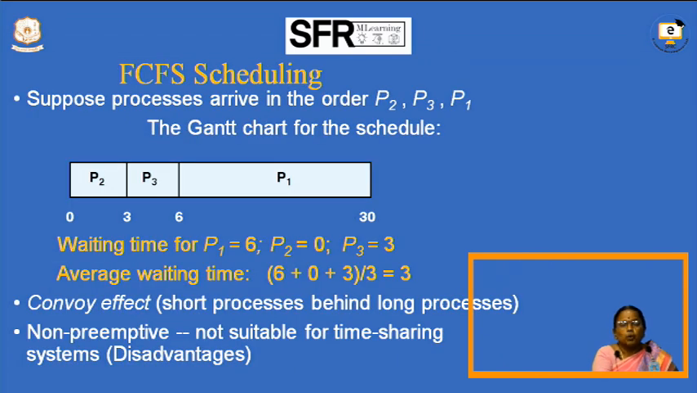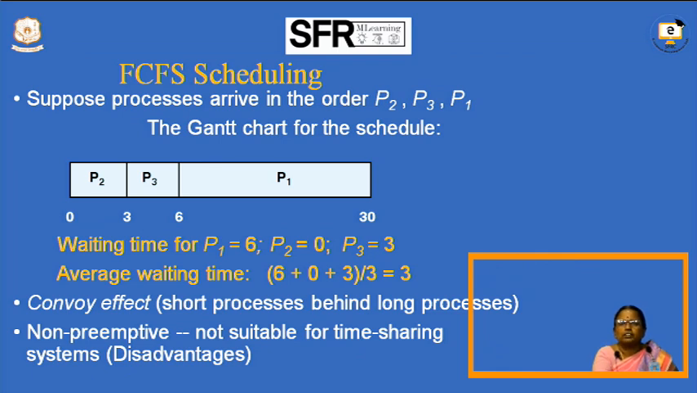And suppose the order is like this: P2 first comes in, then P3, and then P1, with the same CPU burst times. P2 will enter the CPU first, using the CPU burst of 3 time units. It will complete at time t equal to 3, and P3 enters next and its execution is complete at t equal to 6. Next is P1, which starts at 6 and completes at 30.